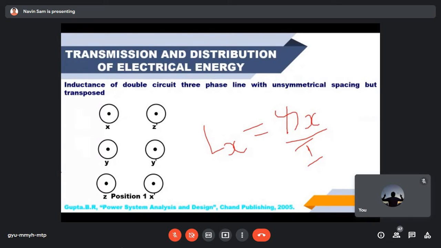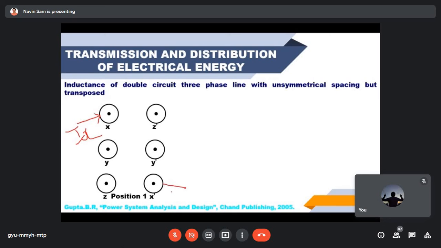Right? Now, before moving to that, I would like to give you a few more introductions. Let me assume that the value of current flowing through conductor X is Ix. Can anybody say what is the value of current flowing through X dash?